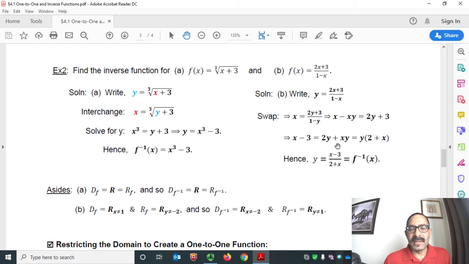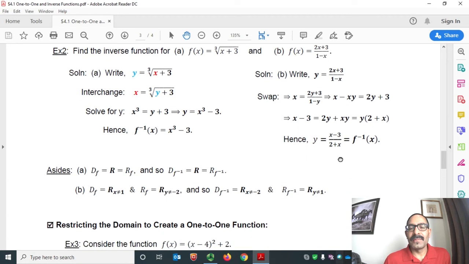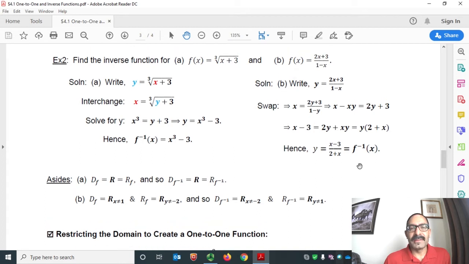Then on the right side, let's factor the y outside, then 2 plus x inside the parenthesis. Then to find the value of y, divide both sides by this 2 plus x. So then y equals x minus 3 over 2 plus x. And finally substitute f inverse x for y, then we found the inverse of the given function in part B as f inverse x equals x minus 3 over 2 plus x. I hope this makes sense to you all.